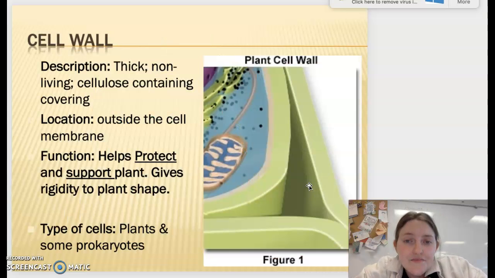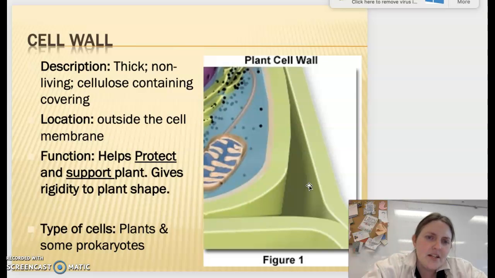Cell wall. So the cell wall is a very thick, non-living portion of the cell. It contains cellulose, which, as you know, is a sugar. Remember me mentioning that was a hard-to-digest sugar for our system. Corn has a lot of that. This is on the very outside of the cell membrane, so right here is the membrane, and then here is the wall. It's very rigid, so it helps protect and support the plant and gives it shape. So this is all plants and some prokaryotes.